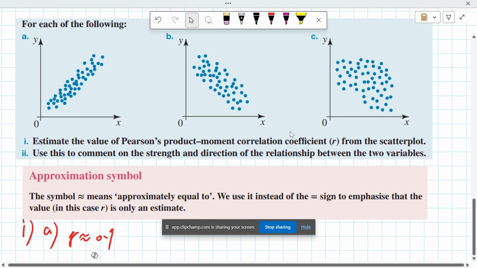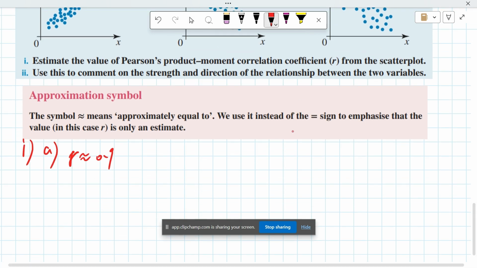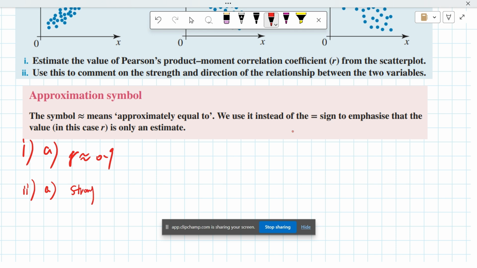The relationship can be described as strong. So we say for question 2, it will be a strong positive linear relationship.